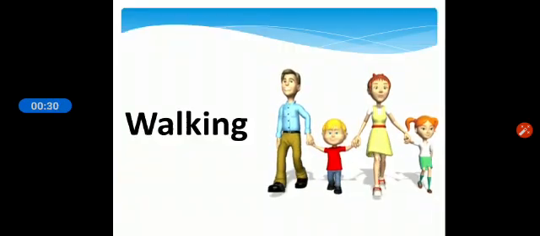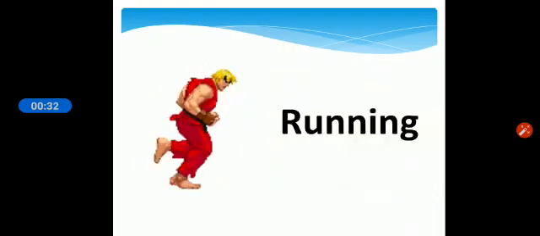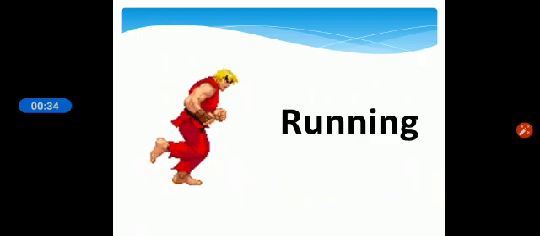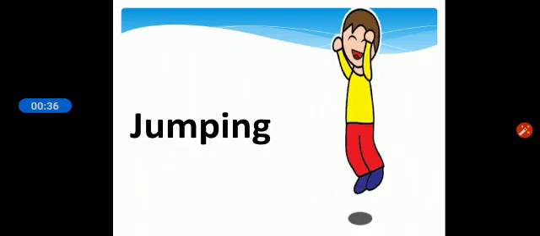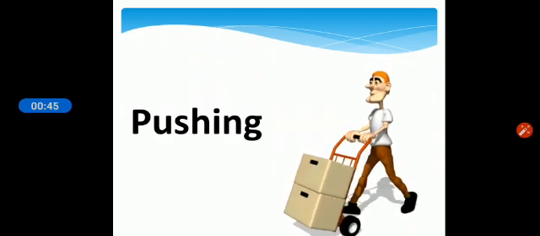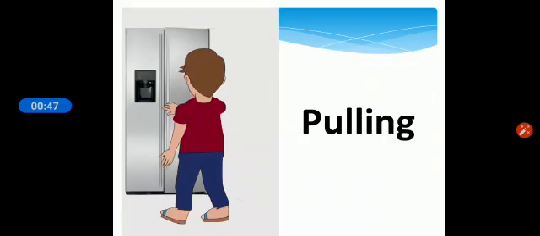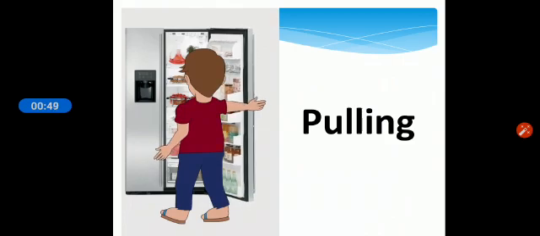We walk with our legs. Running is also a movement. Jumping is another type of movement. Students, this player is kicking the ball. Pushing the trolley is also a movement. We open the fridge by pulling its door.